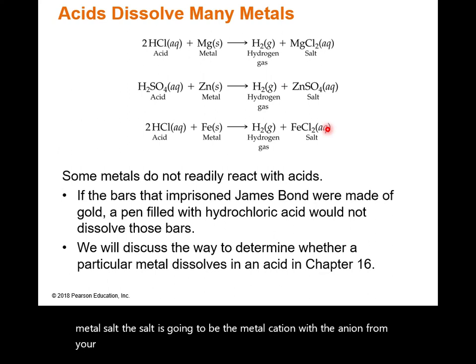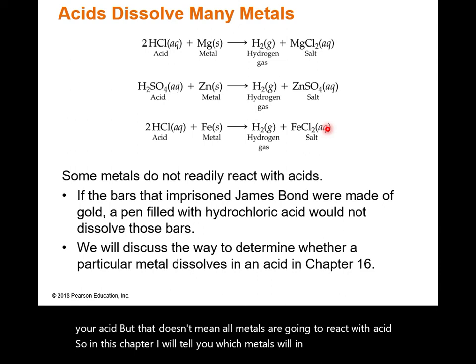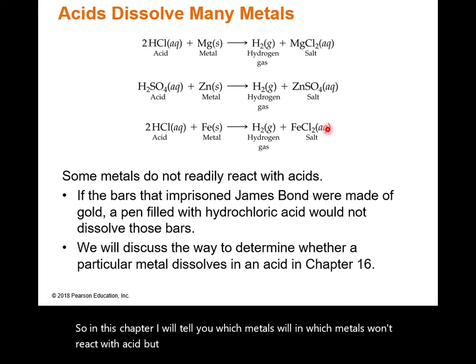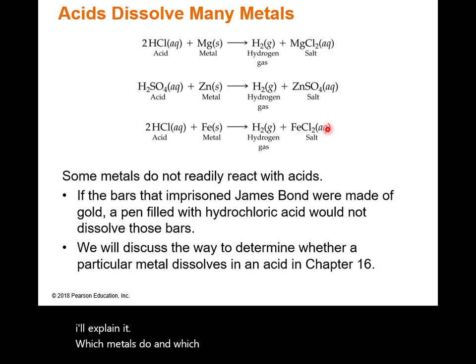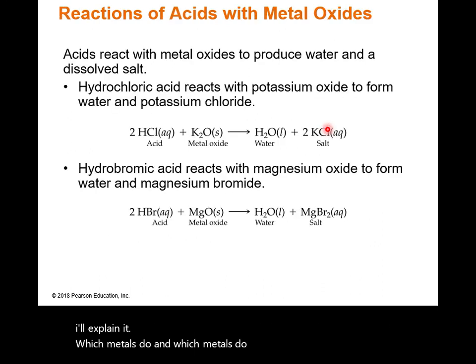But that doesn't mean all metals are going to react with acid. So in this chapter, I will tell you which metals will and which metals won't react with acid. But when we get to chapter 16, I'll explain which metals do and which metals do not. Also, acids react with metal oxides.